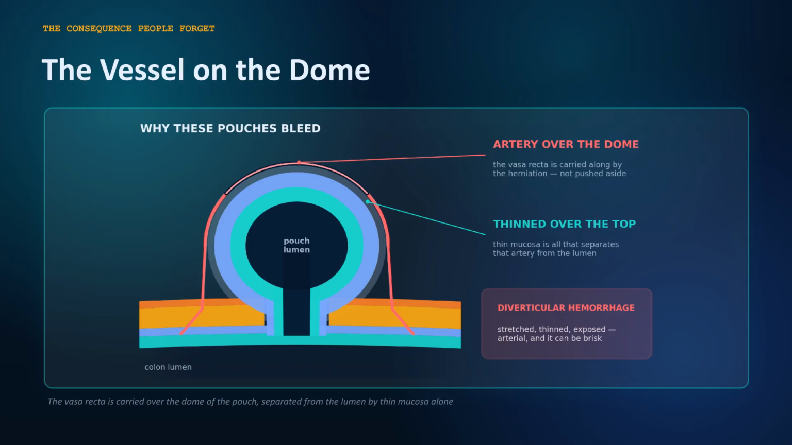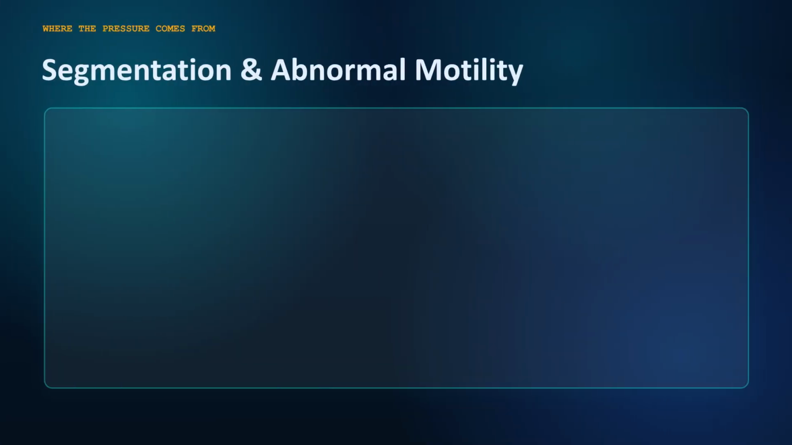Over years, that vessel is stretched across the dome. It thins on the luminal side, and it becomes vulnerable to injury. So this one picture explains both halves of the disease. It is the anatomy of the pouch, and it is the anatomy of diverticular bleeding, an artery lying on a thin dome with stool passing by. It is arterial, and it can be brisk. So where does all this pressure come from?